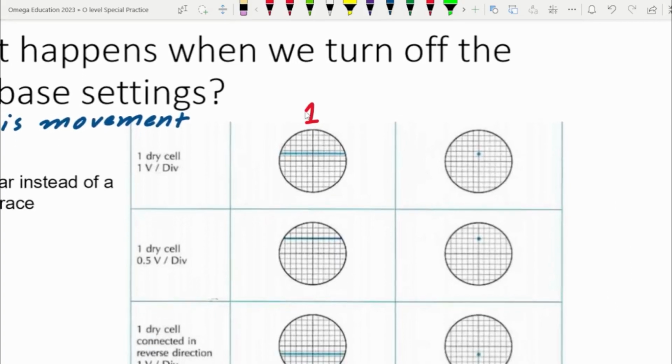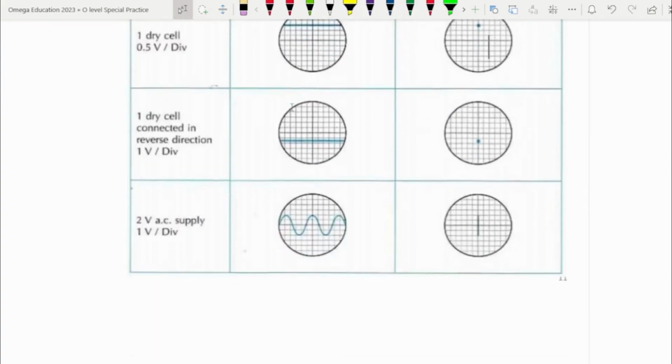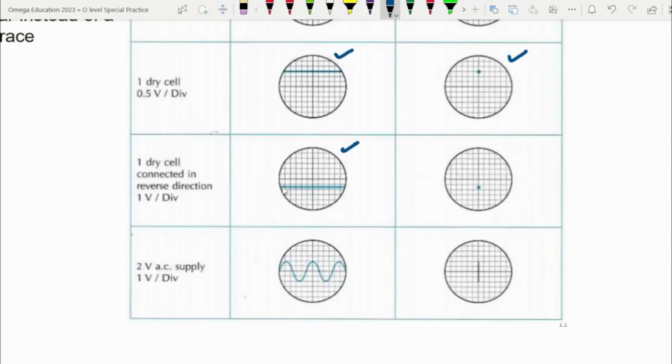So this is what it looked like previously. After you turn off the time-base setting, you see there is no horizontal movement in this one. Likewise, you had another signal which was displayed like this, or probably the same signal but with a different voltage gain. Once you turned off the time-base setting, the horizontal movement stopped. And for the third one, you had the same thing. Once you turn off the time-base setting, the horizontal movement stopped.